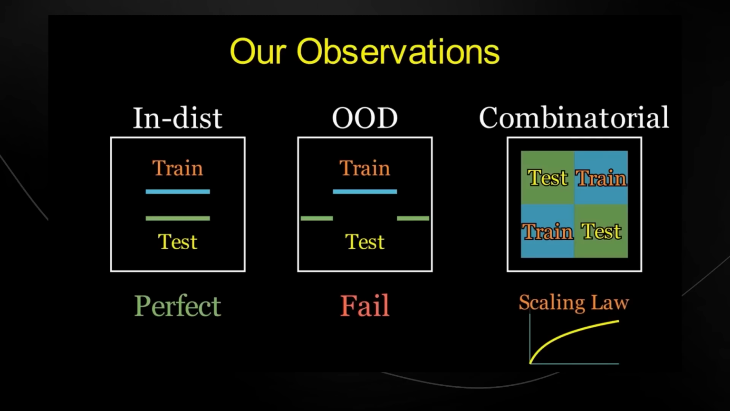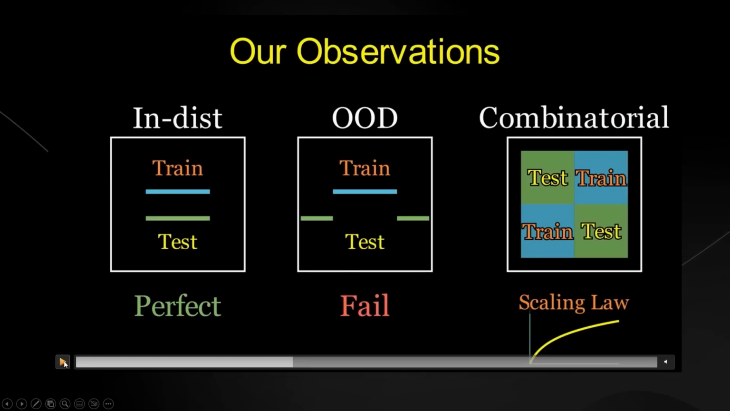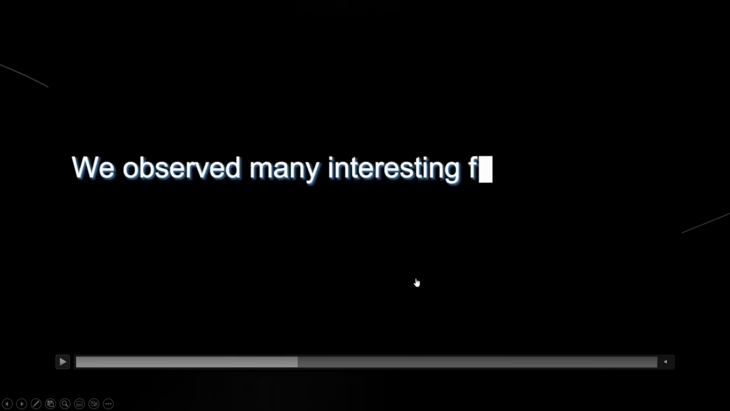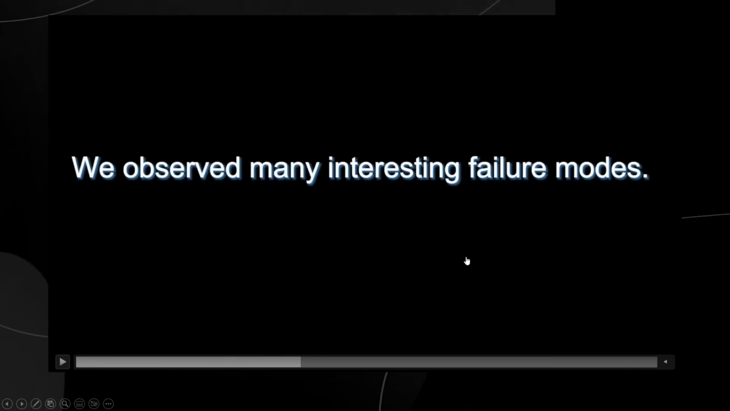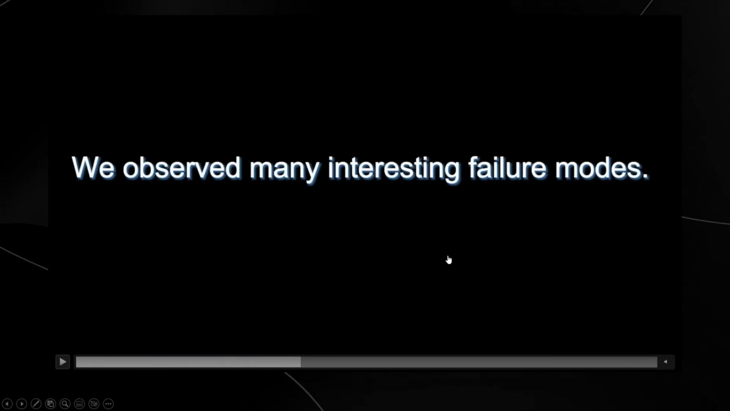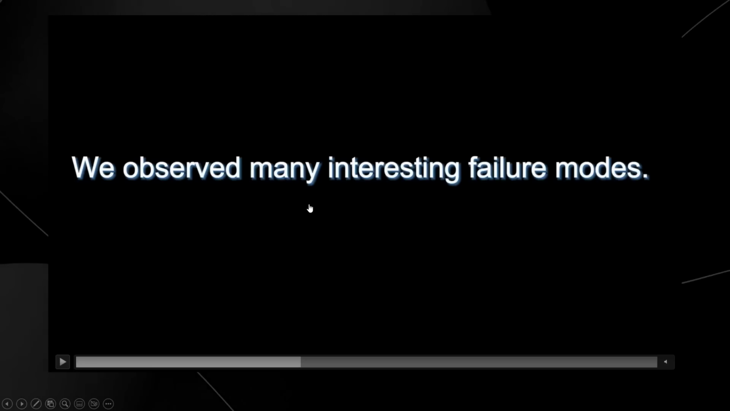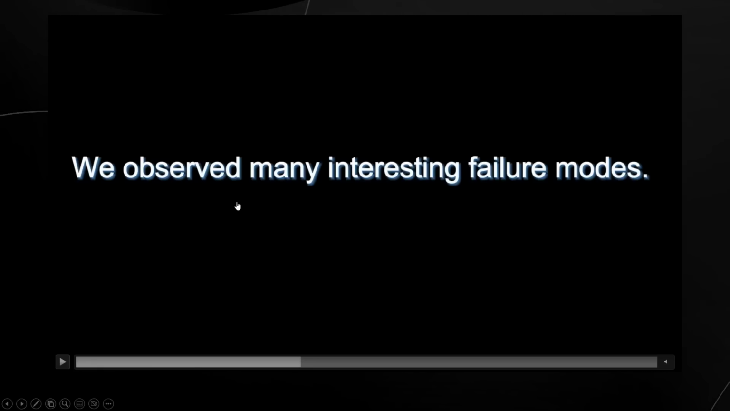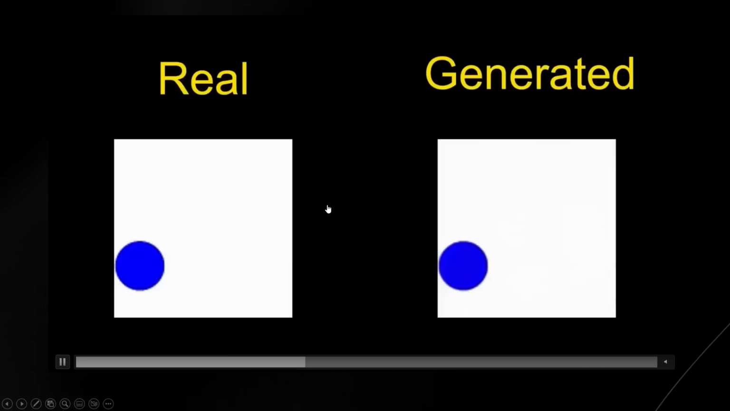However, when we look at stuff outside of the distribution, things don't perform well. And even in the combination, we see a kind of scaling law that is a little bit different. So let's take a look at exactly what is said. When you see how this works, you'll understand why these failure modes are truly significant to the development of AI. It says we observed many interesting failure modes. So let's take a look at what they observed.